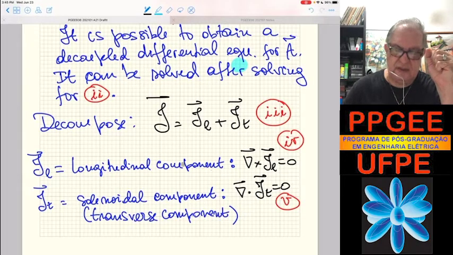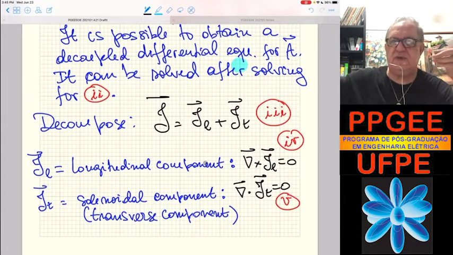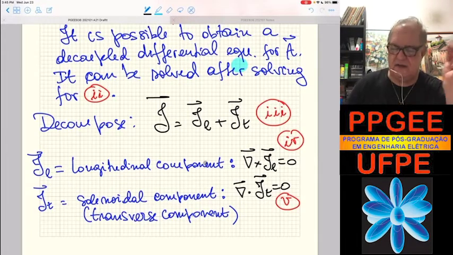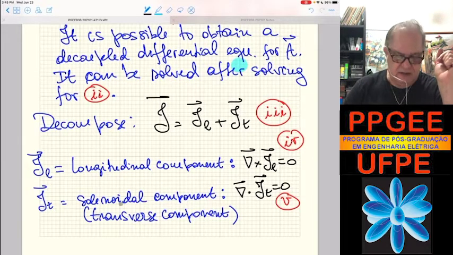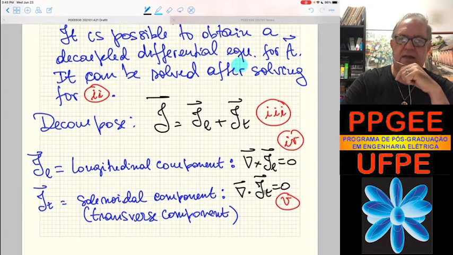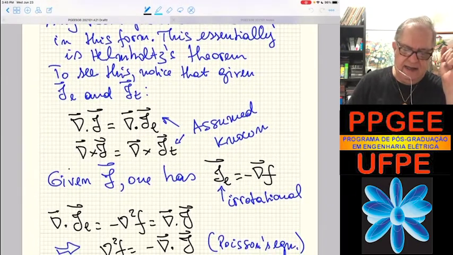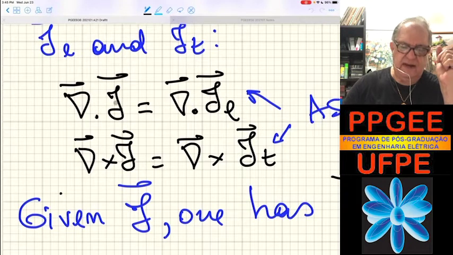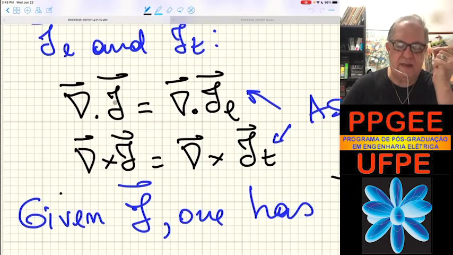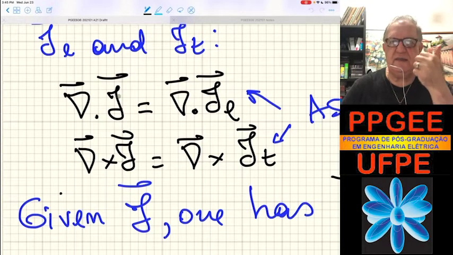JL is the longitudinal component, so is a component that has divergence. So it's longitudinal. It can diverge from somewhere. Okay, so it has zero curl. The other is the transverse, which is the solenoidal component, like the B field, has zero divergence. So we can always decompose. Let's see why. Let's recall Helmholtz theorem. J will be completely specified if I know the divergence and the curl.